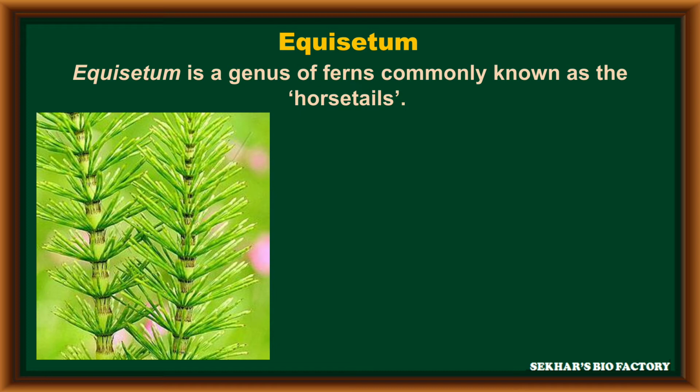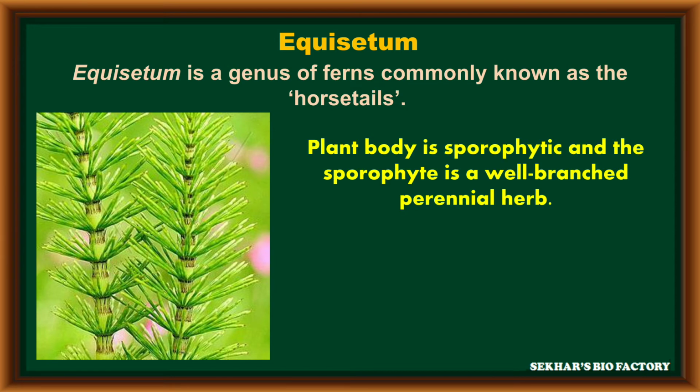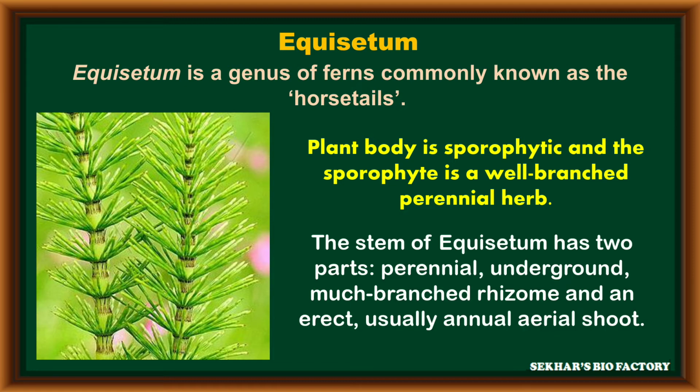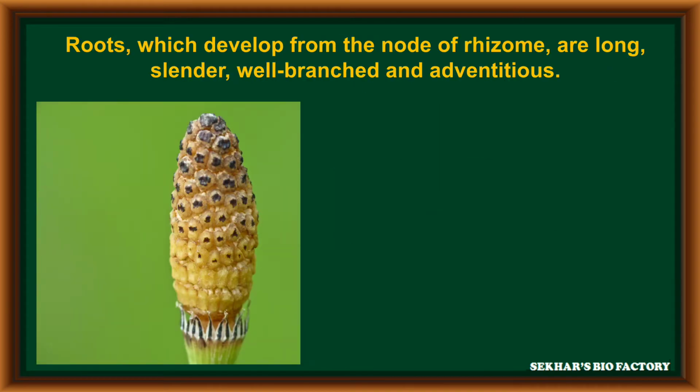The next example, Equisetum. Equisetum is a genus of ferns commonly called horsetails because of its appearance. The plant body of these members is sporophytic in nature, and the sporophytic plant body is a well-branched perennial herb. The stem of Equisetum has two parts: one is the perennial underground, much-branched rhizome, and an aerial erect stem is present in its plant body.